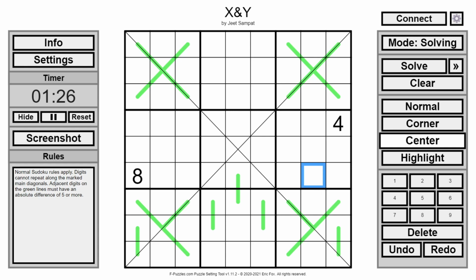And then also there's the marked diagonals. We have the positive and the negative diagonal here, and digits can't repeat along this diagonal. So this is another set of the digits 1 to 9. Okay.